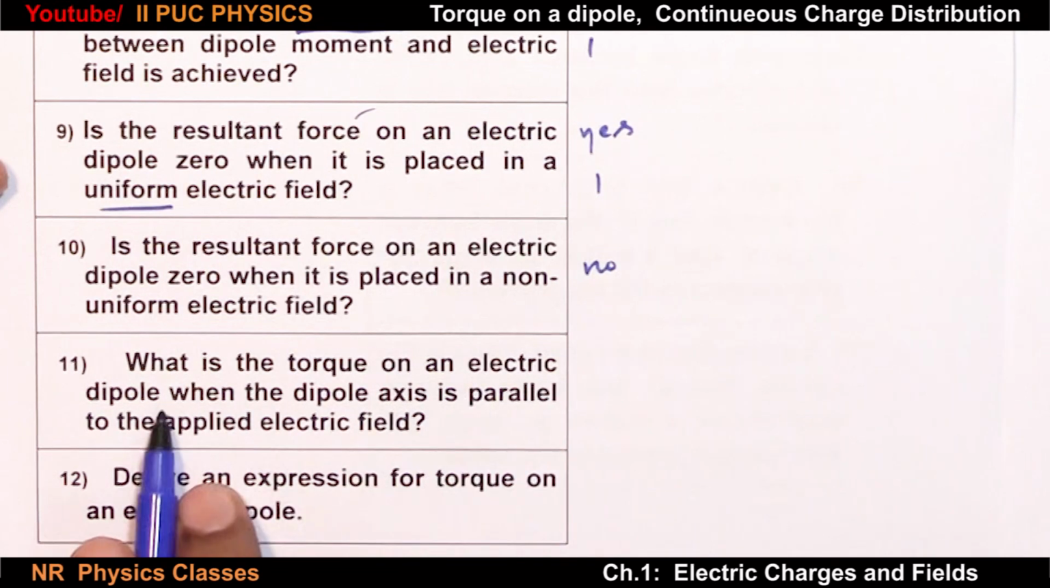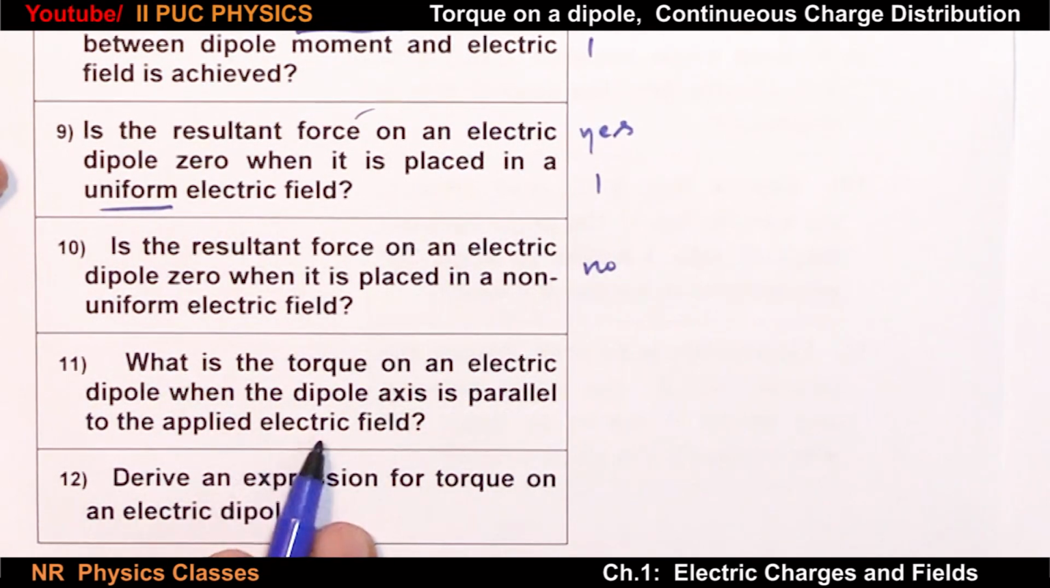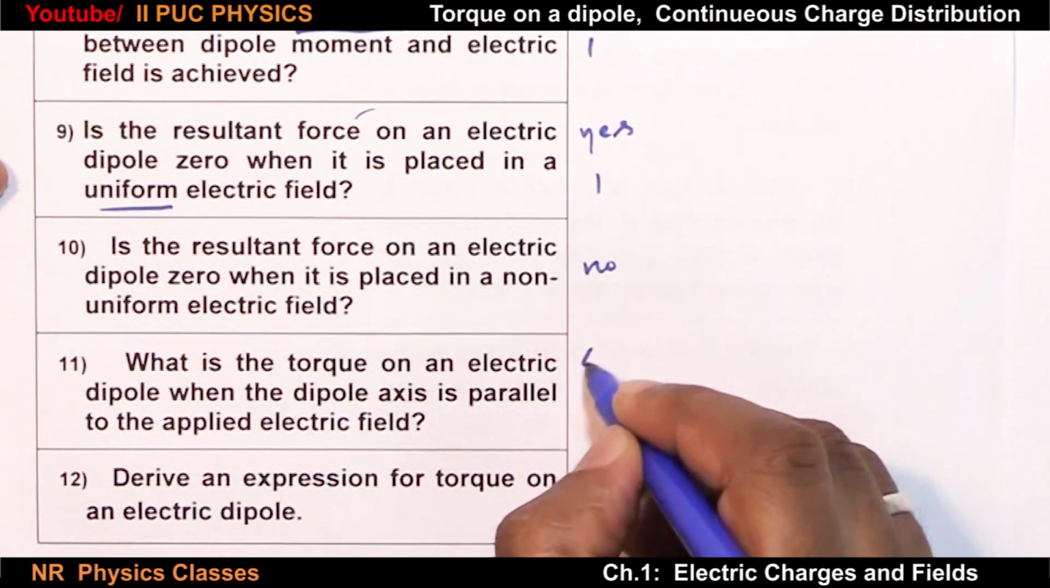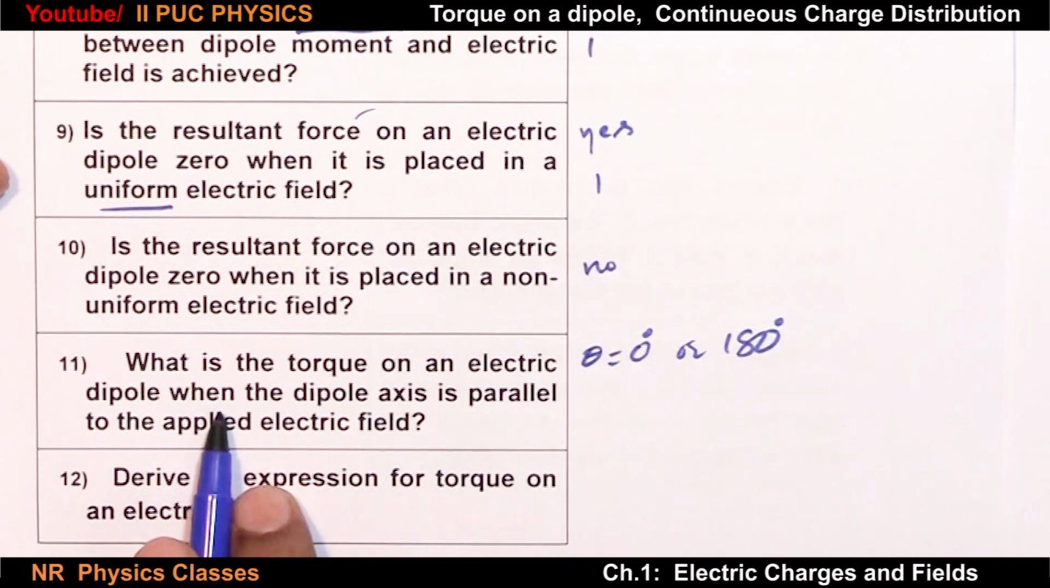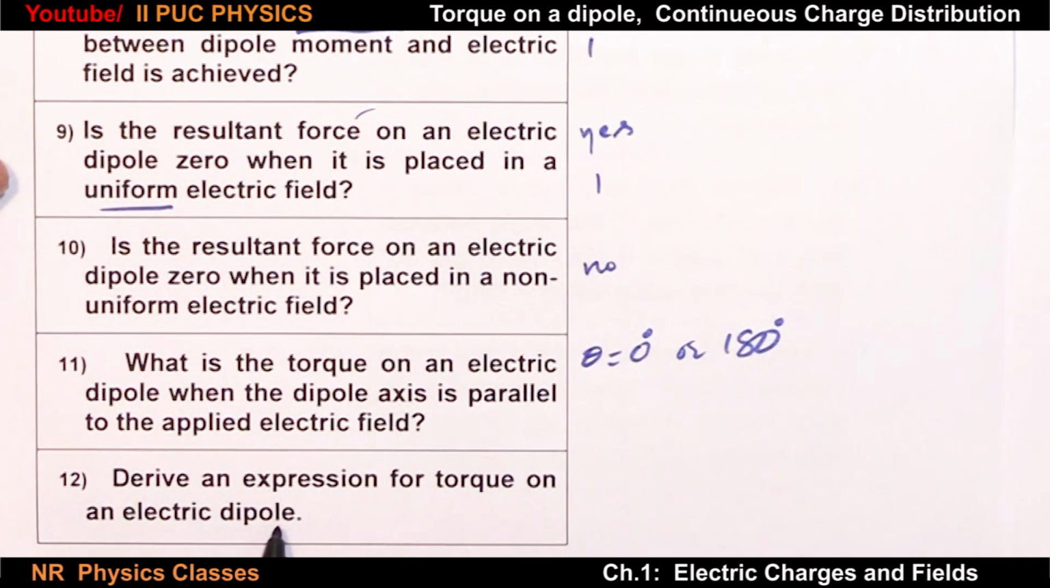What is the torque on an electric dipole when the dipole axis is parallel to the applied electric field? Parallel means either theta 0 degree or 180 degree. So torque is 0. Derive an expression for torque on an electric dipole in an external electric field. It should be there. This can be asked for 3 marks, 4 or 5. Suppose the question is asked for 5 marks, they will also ask you to discuss with respect to angles 0, 90 and 180.